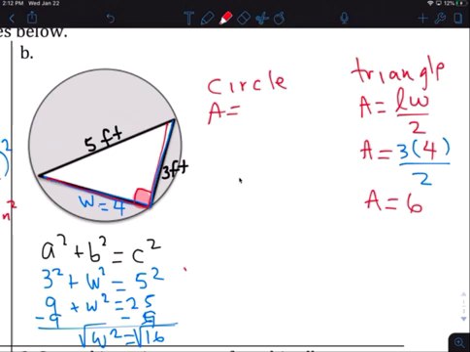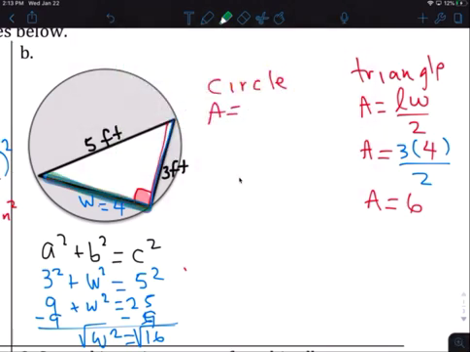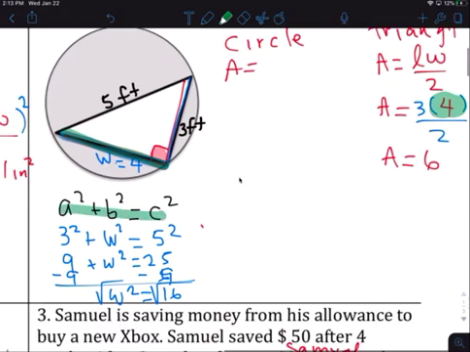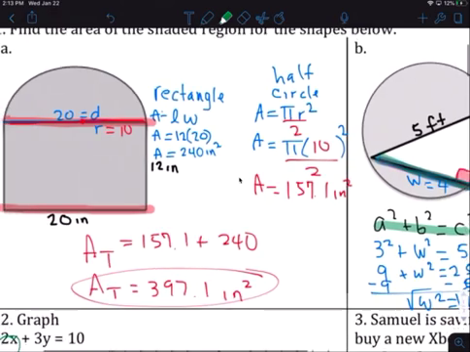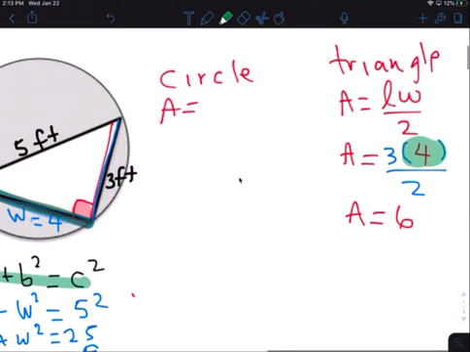Here, some classes we didn't finish B. If we didn't finish B, we had to use the Pythagorean theorem because this line here, the W, the width, is missing. This one we didn't have to do the Pythagorean theorem because we knew all the sides. Okay, that's important for you to remember.